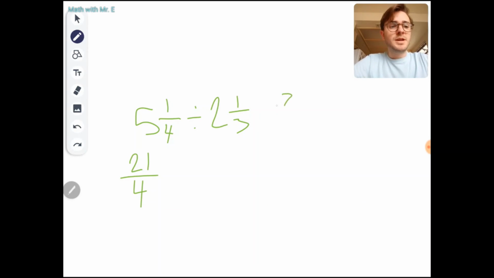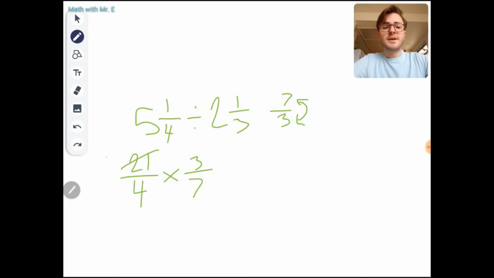And again, we want to make sure we do not forget that we're multiplying by the reciprocal of this. So that would be 3/7. So now we've got 21/4 times 3/7. Let's see if we can simplify. So I've got 21 and 7, which can both be divided by 7. So 21 divided by 7 is 3, and 7 divided by 7 is 1, leaving us with 3 times 3, which equals 9, and 4 times 1, which equals 4.